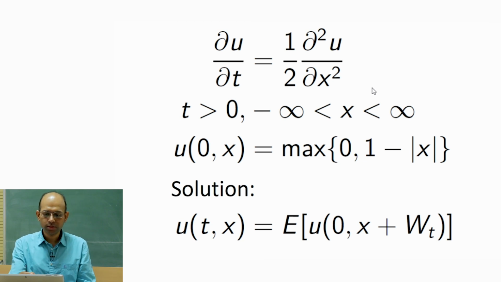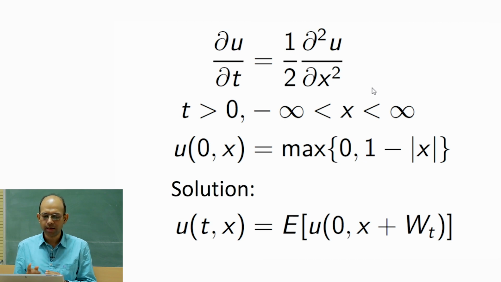So consider this equation: del u del t is equal to half del 2 u del x2. Here time is from 0 to infinity, so all positive real time, and x is from minus infinity to infinity, the whole line. So you can think of the material as a thin rod extended to infinity on both sides, and the initial data at time 0 is the maximum of 0 and 1 minus mod x.